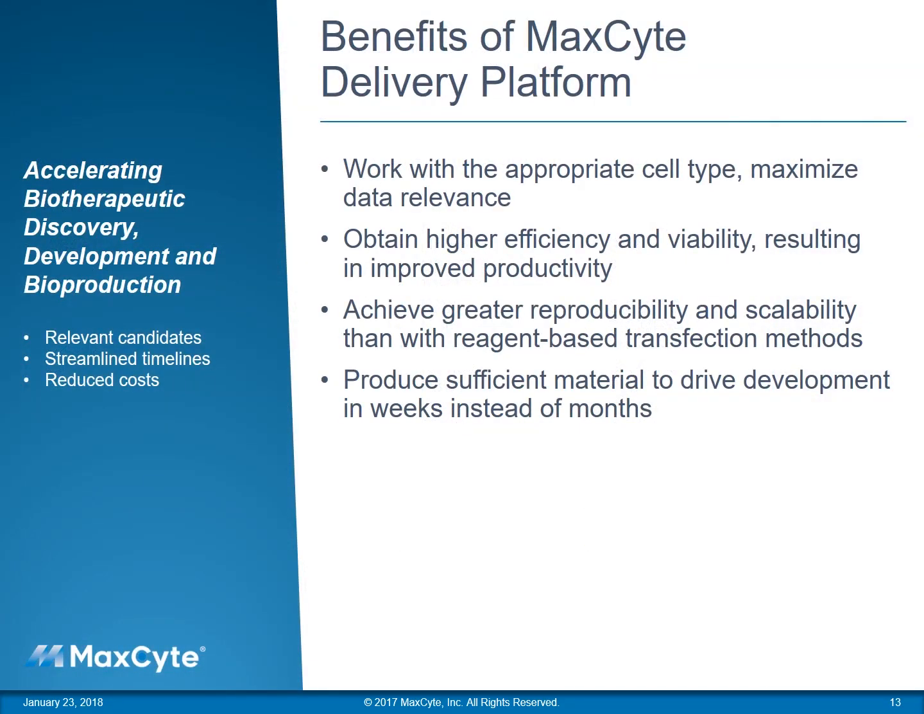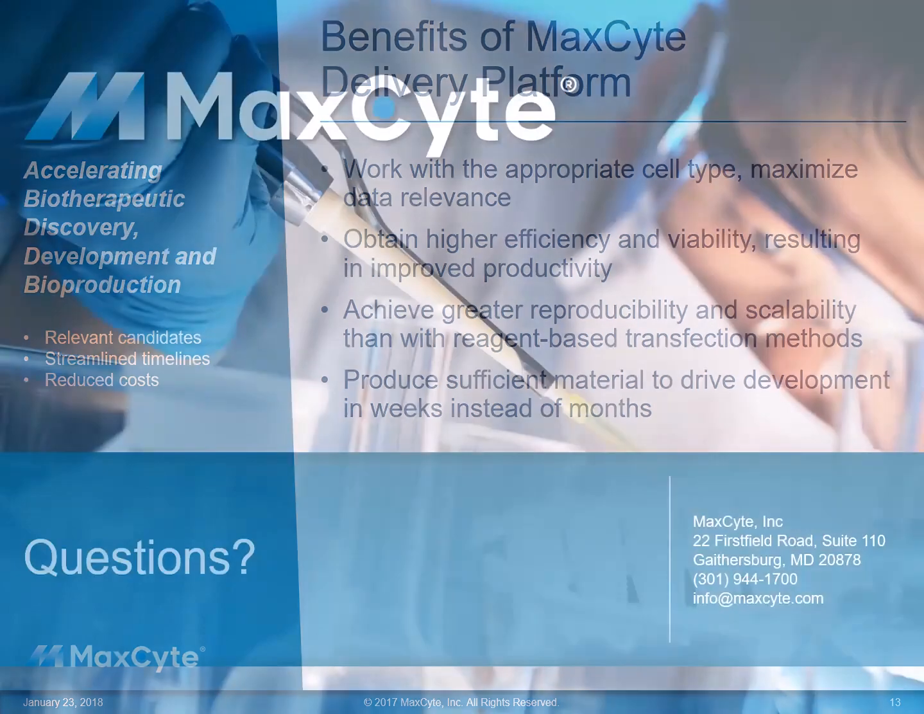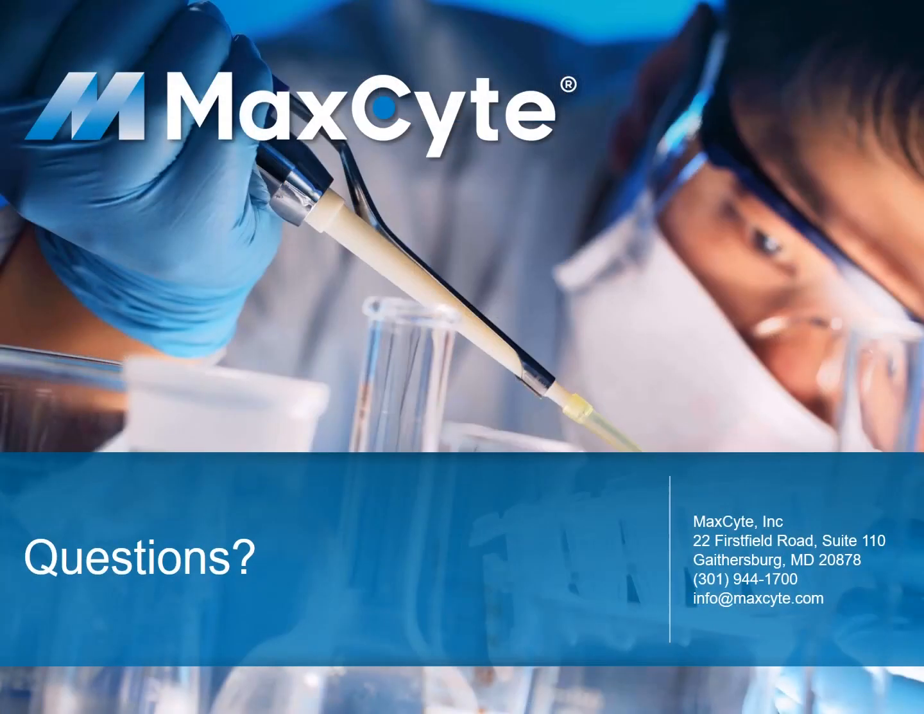In conclusion, I'd like to highlight the key benefits of MaxCyte's scalable cell delivery platform. With our system, you can work with the appropriate cell types. Users can produce a wide range of molecules. High productivity stems from high transfection efficiency and viability. MaxCyte's electroporation platform is much more consistent and scalable than chemical-based transfection methods. Higher productivity in turn allows customers to drastically shorten development timelines. And with this, I'll end my presentation and hand over to Jen for Q&A.